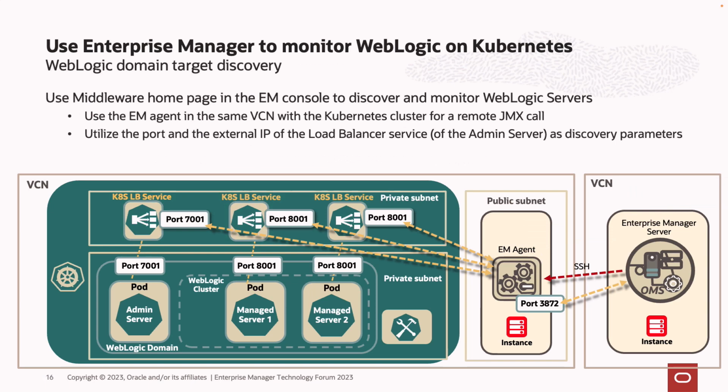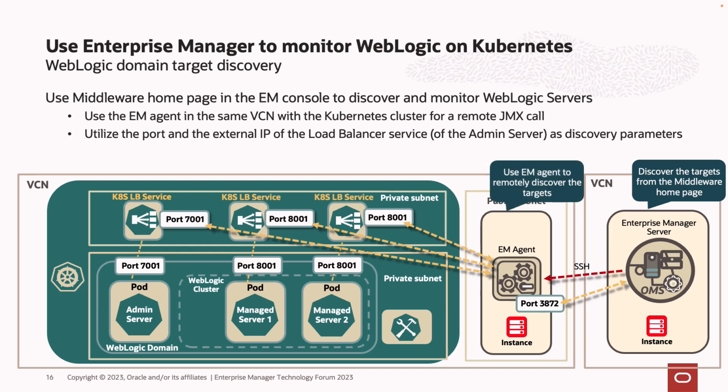Once you complete the setup, you can log into the Enterprise Manager console web UI and discover the WebLogic domain and the related targets using the standard Fusion middleware discovery process. Please note that because there's no agent installed in the WebLogic containers or pods, you'll need to use the EM agent which you installed in the same VCN with the cluster and remotely discover the targets.